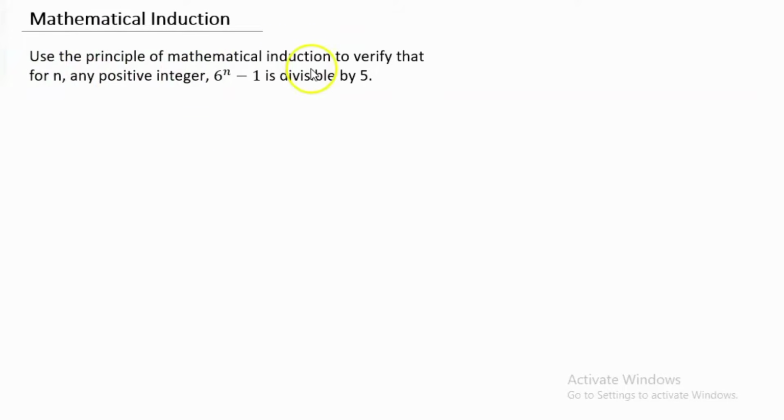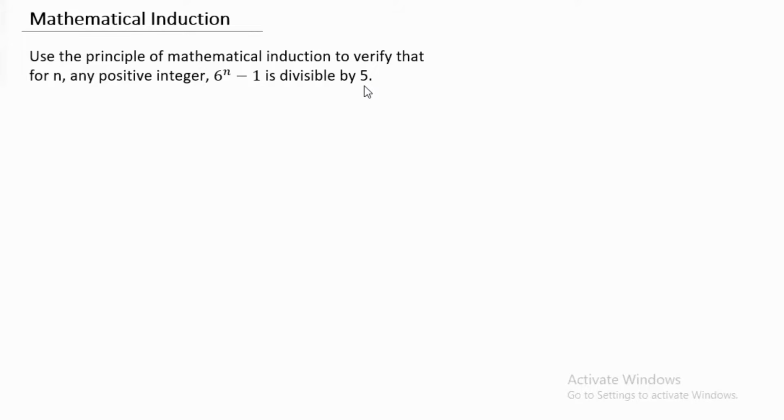Use the principle of mathematical induction to verify that for n, which is any positive integer, 6 to the power of n minus 1 is divisible by 5. So we want to prove by mathematical induction that this is divisible by this. So we're going to be doing two questions on this type of mathematical induction.